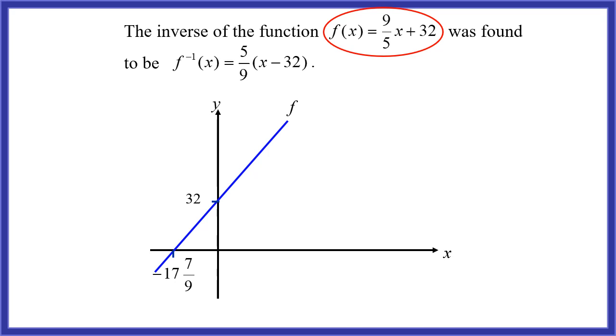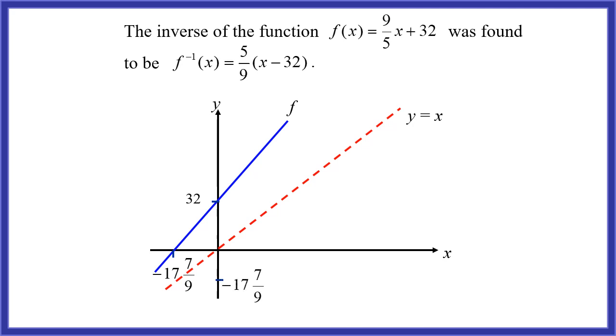And then the graph of f inverse will have a y-intercept at negative 17 7 over 9 and an x-intercept at 32. So the y-intercept of f will be the x-intercept for f inverse, and the x-intercept will be the y-intercept for f inverse. So these two graphs are reflections of each other about the y equal to x axis.